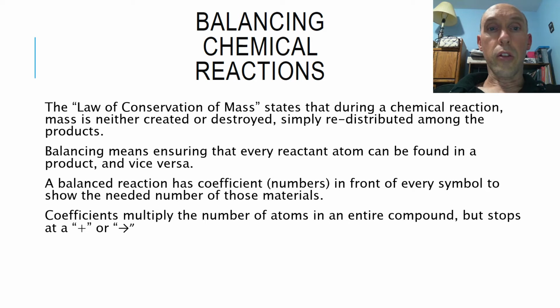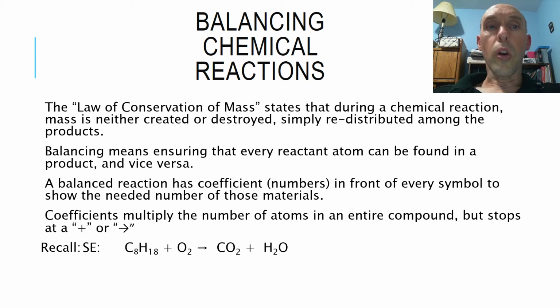So let's do a quick review of types of reactions. A skeleton equation, SE, skeleton equation. We had this one for the combustion of gasoline, which was C8H18 plus O2 makes CO2 and water. But you'll see that there's 8 carbon in that gasoline, but only 1 carbon in the carbon dioxide. Similarly, 18 hydrogen, but only 2 in the water. So we know that there's a whole lot of atoms that are just disappearing here.